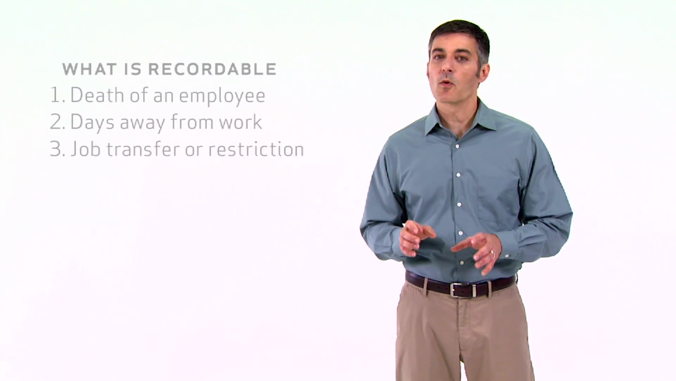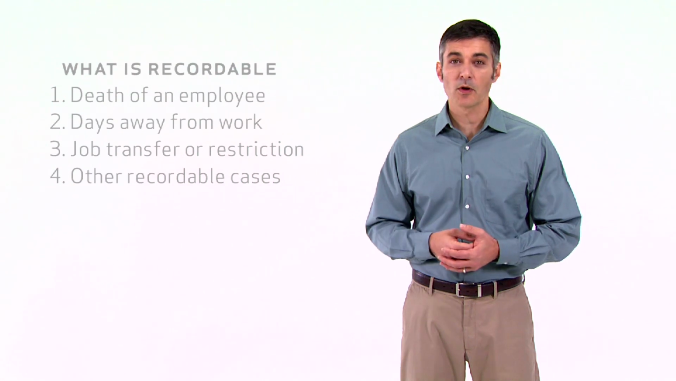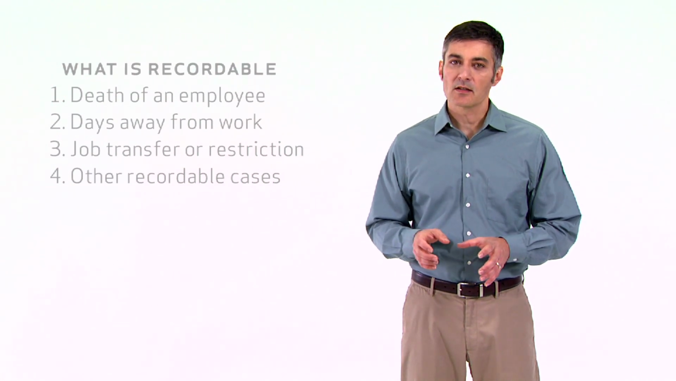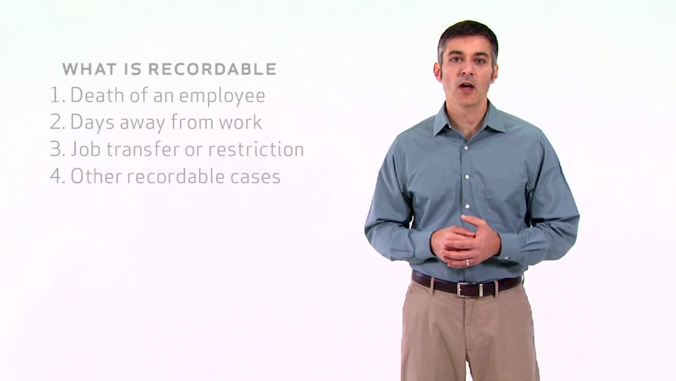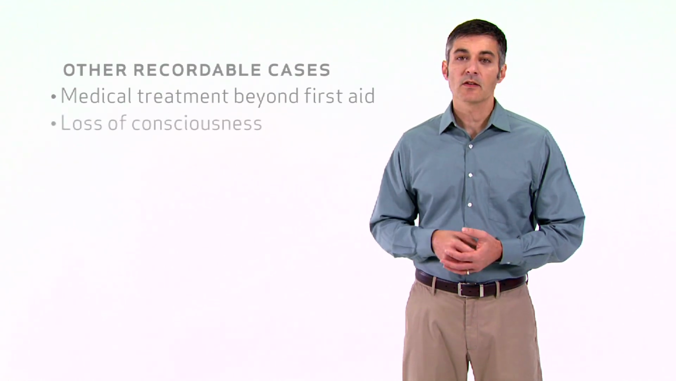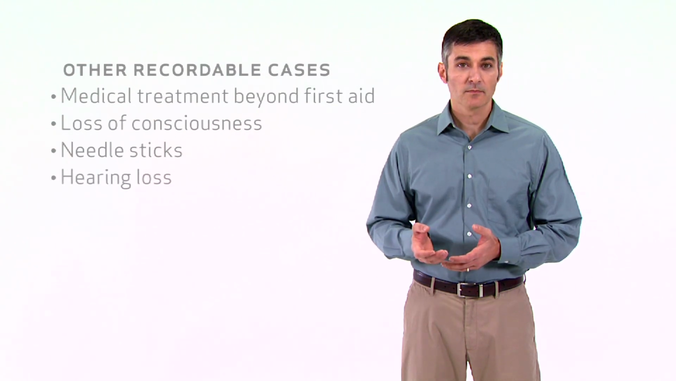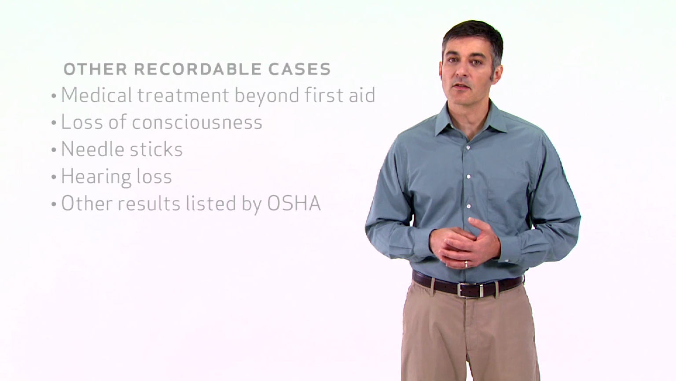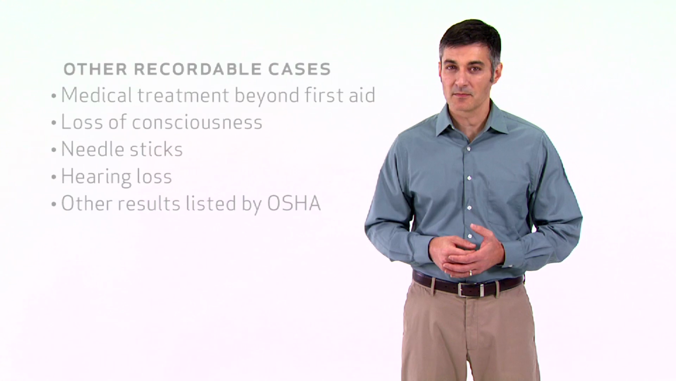The last type of recordable injury or illness is classified as 4. Other recordable cases. These are cases that do not result in a death, days away from work, or require either a job transfer or restriction of duties. However, they still need to be recorded if they involve medical treatment beyond first aid, loss of consciousness, hypodermic needle sticks, loss of hearing, or any other results listed under the OSHA Record-Keeping Standard 29 CFR 1904.7.